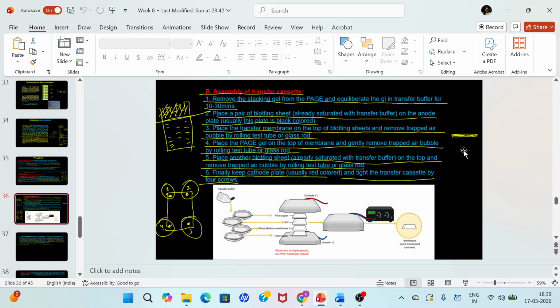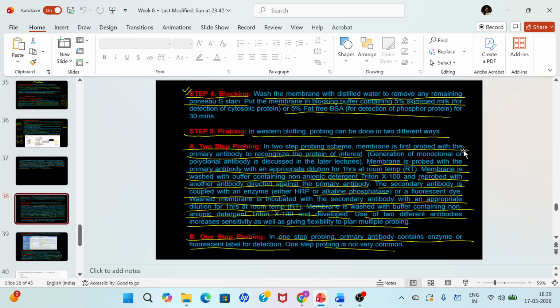Assembly of the transfer cassette, I hope you guys have understood it from the lecture, so we are not going into the detail. Now once we have transferred the gel onto the membrane, we want that apart from the places where we have our desired protein, all other places should not catch our antibody and should not show some kind of background signal. So to prevent that, we generally do the blocking of this western blot using 5% BSA.